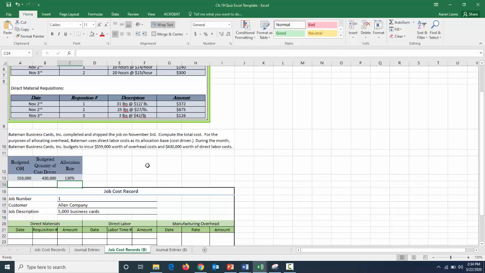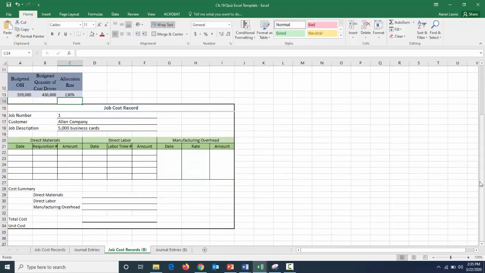So for each job that Allen Company does during the period, they are going to allocate overhead to that job equal to 130% of that job's direct labor costs. Down here, we have the job cost record for job number 1, these 5,000 business cards that we are sending to Allen Company. It comes in 3 columns. There's the direct material section, the direct labor section, and the manufacturing overhead section.